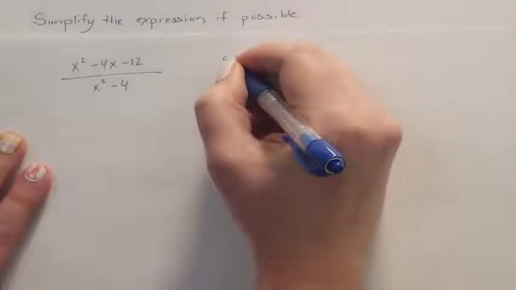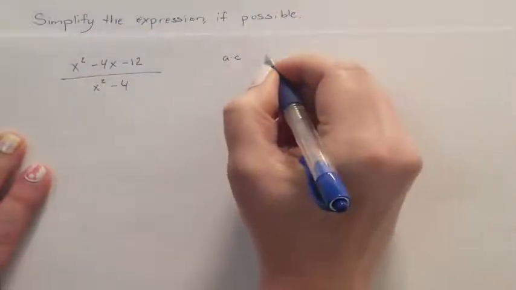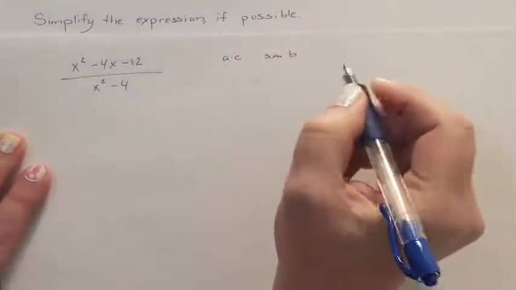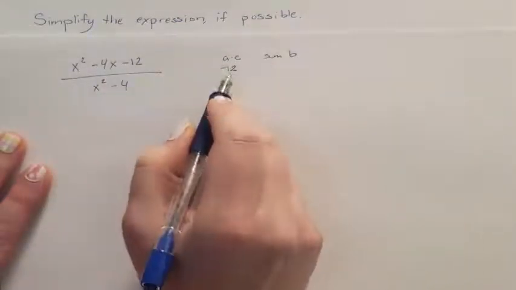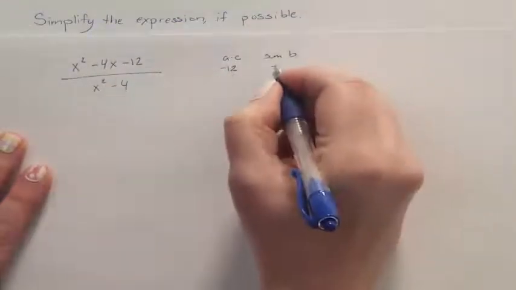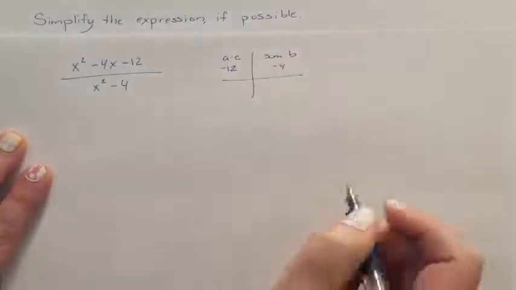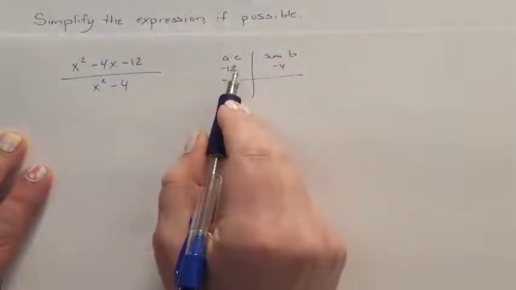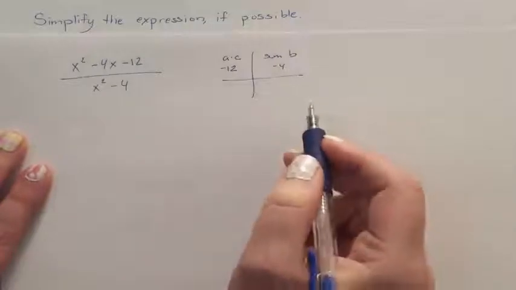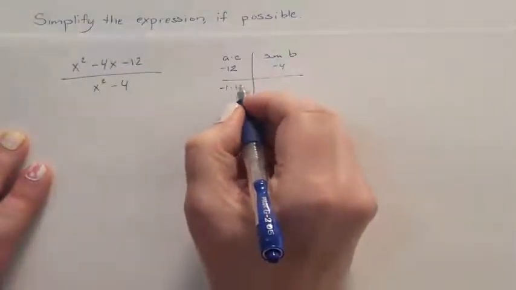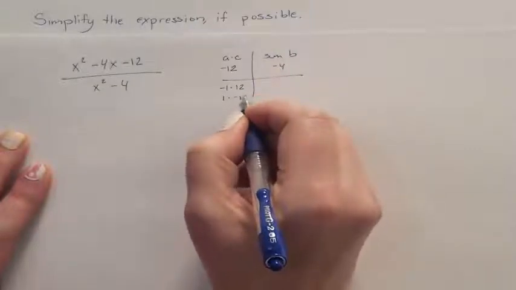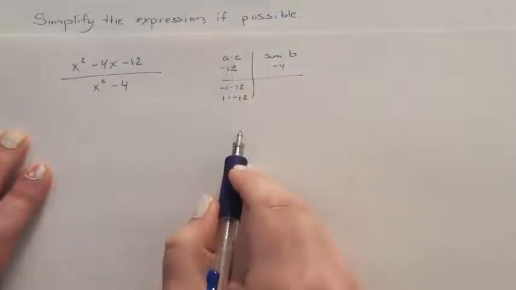which means I need to figure out what a times c will actually add up to be. So a times c is a negative 12. Somebody better multiply to give me a negative 12, but needs to add to give me a negative 4. So two numbers that multiply to give me negative 12, but add to give me negative 4. If you have a hard time finding them, just start at negative 1 and come up with all the possibilities to get you negative 12.